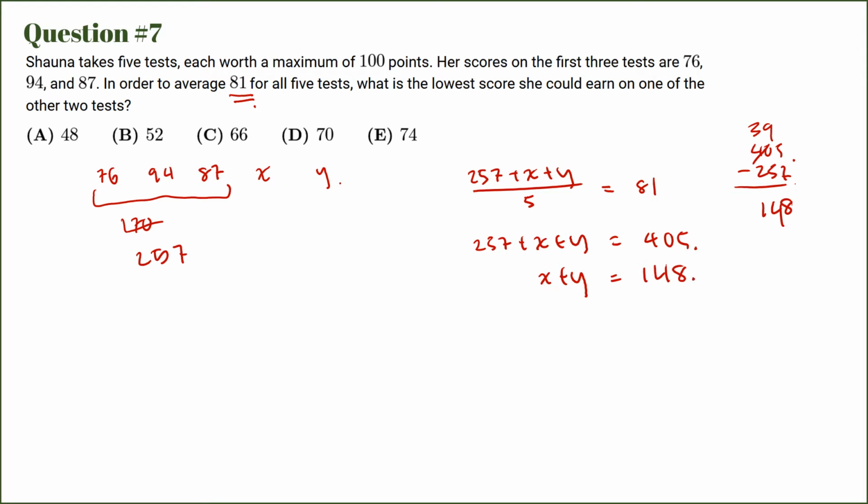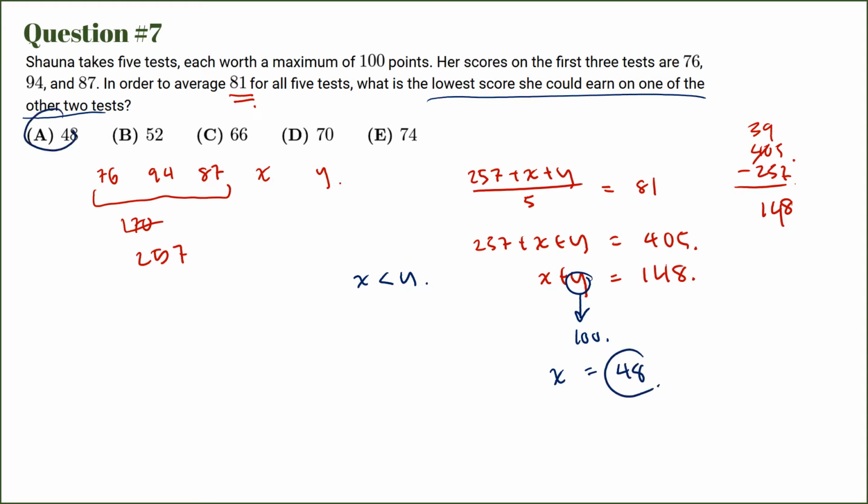So let's say that the lowest score she could earn on one of the other 2 tests, let's say that X is smaller than Y. So then to minimize X, you would have to maximize Y. And the maximum Y can be would be 100. So if Y is 100, then the minimum X can be is 48. And that's answer choice A.